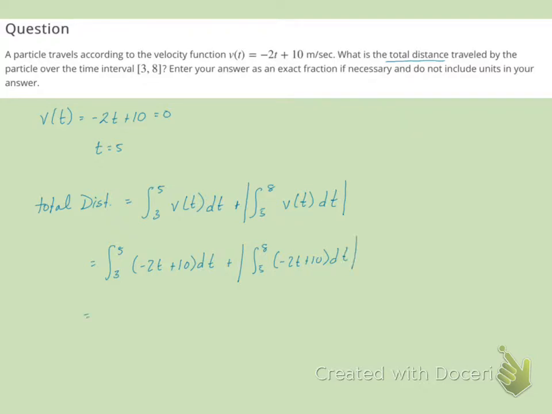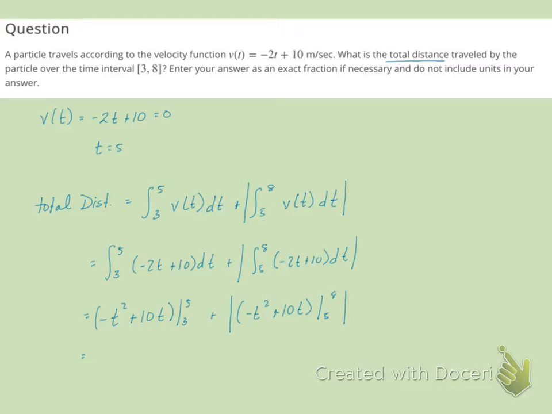So taking the integral, I'm going to increase the power, divide by that 2, increase the power. So we're going to evaluate this from 3 to 5, and then we'll do the same thing over here. We have the same integral, and we're going to evaluate from 5 to 8, but again, we're going to make sure that we take the absolute value of our answer.